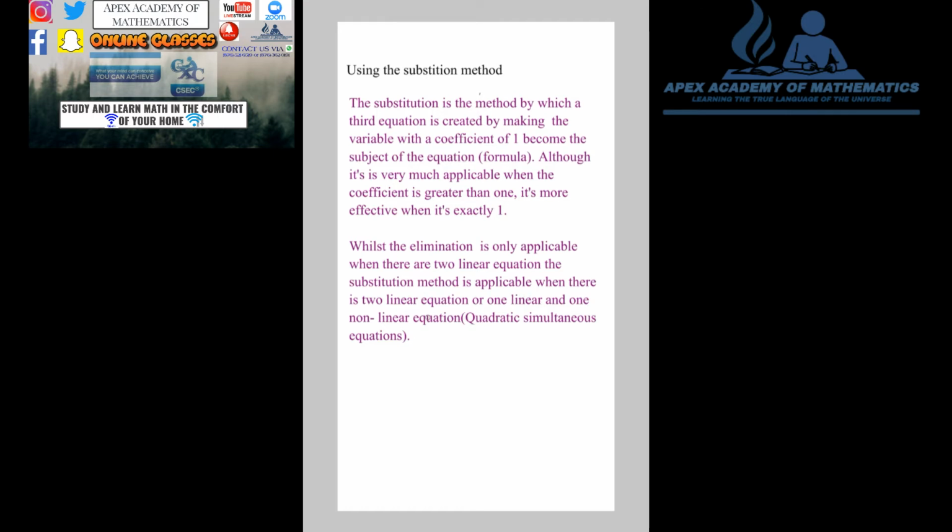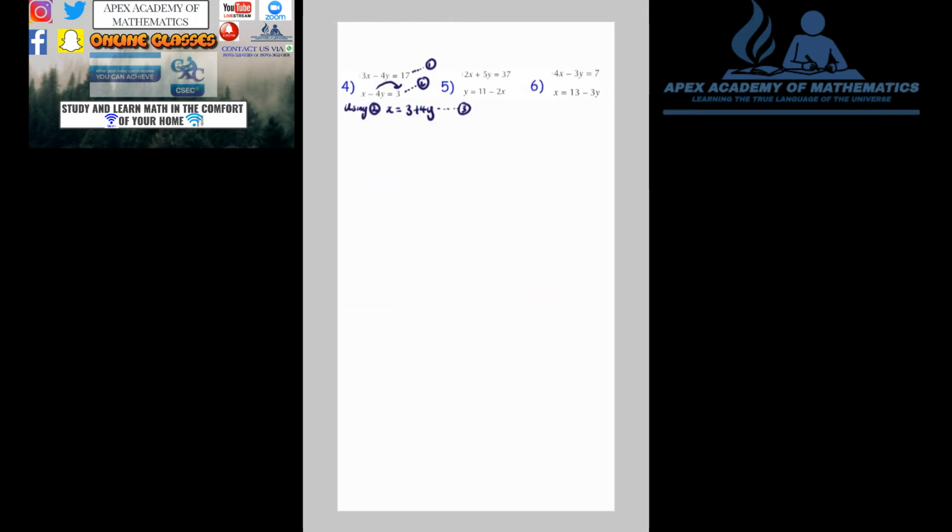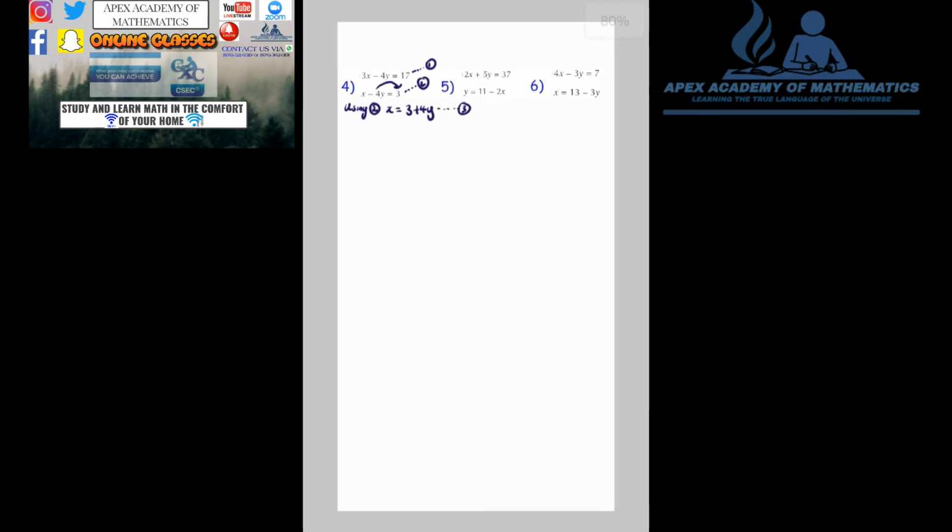A non-linear equation is basically called a quadratic equation. So when a linear and a non-linear equation come together, we call it a quadratic simultaneous equation. Do look out for videos on that very, very soon. All right, so now that we have done that, let's jump into the actual steps.